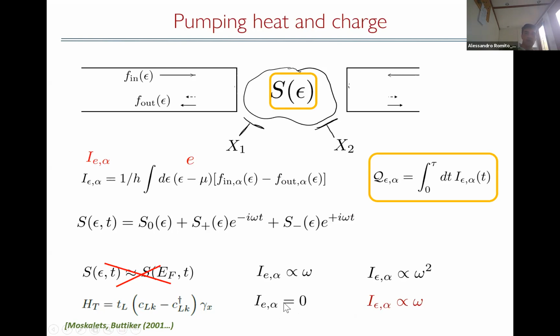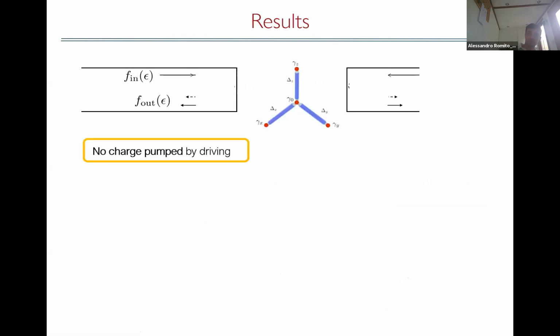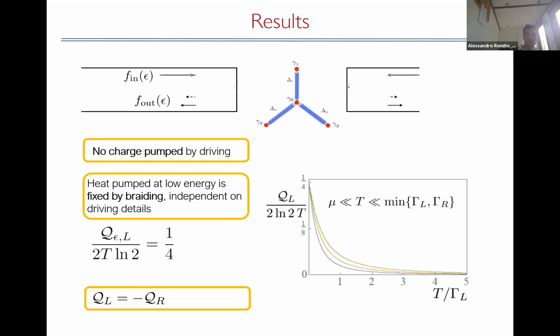Of course, when I talk about pumping here, I assume that both leads are kept at the same temperature and zero voltage bias. But because we release this approximation, we obtain a heat current which comes at order omega, and therefore we can obtain a geometric contribution when integrating over a period, a geometric contribution to the pumped heat across the system, and that's what we calculated. As per the details of the calculation, one can go through all the scattering matrices and calculate them analytically for this very simple model. And let me tell you what the results are.